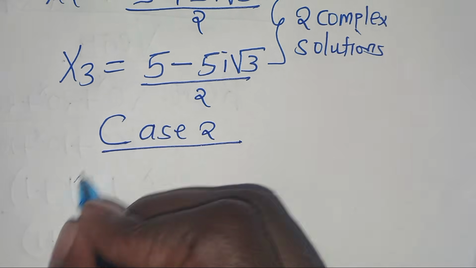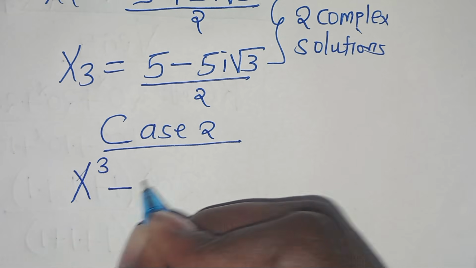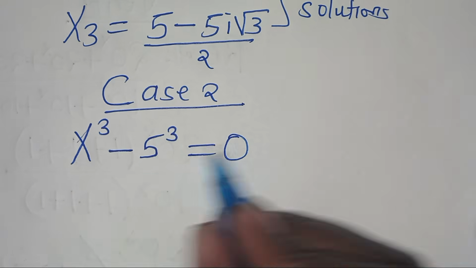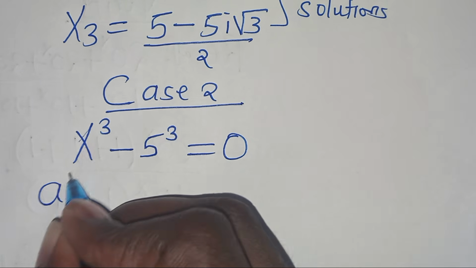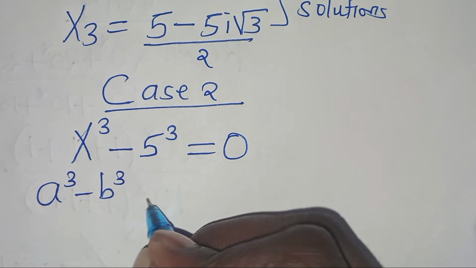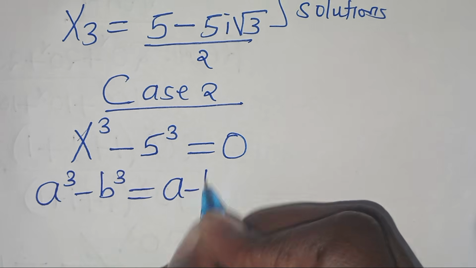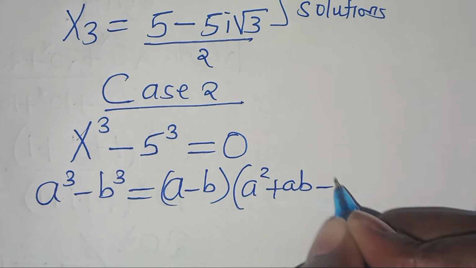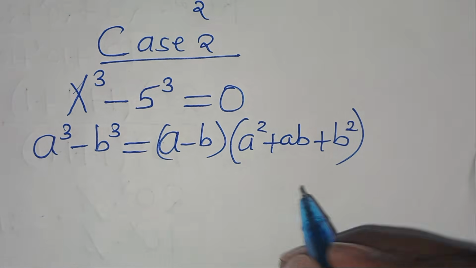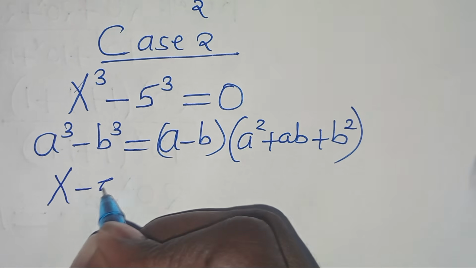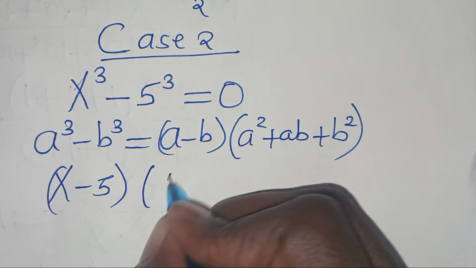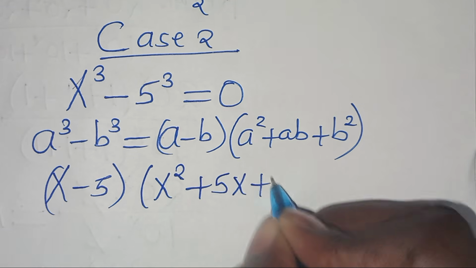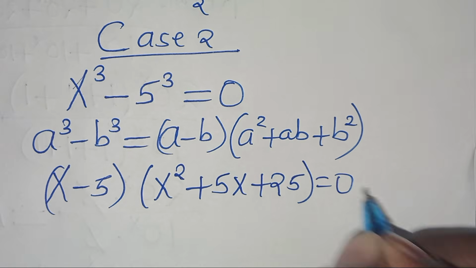In case 2, we have x to the power of 3 subtract 5 to the power of 3. This is equal to 0. Now this is the difference of two cubes, expressed as a to the power of 3 minus b to the power of 3, which we can express as a minus b times a to the power of 2 plus ab plus b to the power of 2. So this means we have x subtract 5, then we have x to the power of 2 plus 5x plus 25. This is equal to 0.